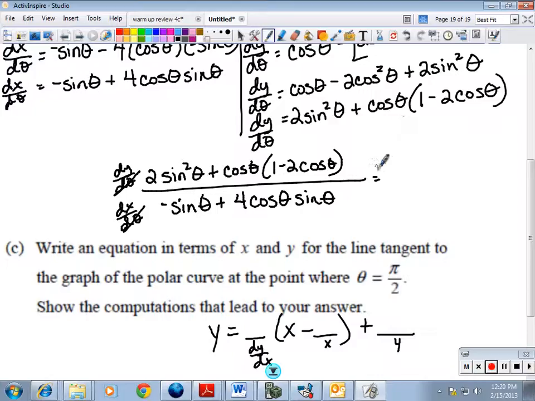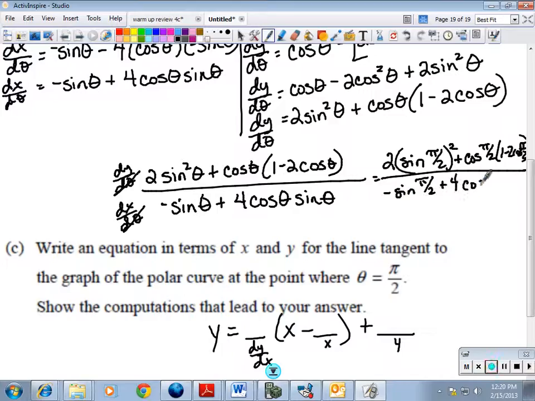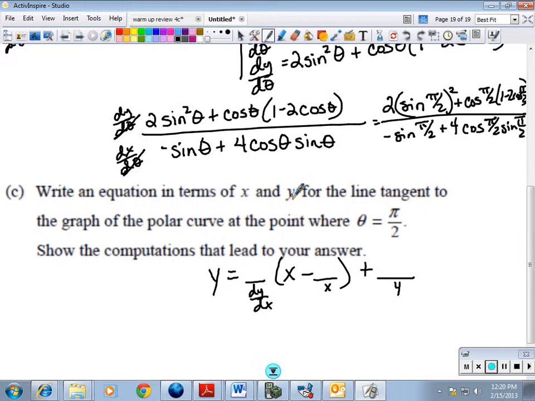I'm not going to take the time to act. Well, yeah, I will. Sure. 2 times sine of pi over 2 squared plus cosine of pi over 2 times 1 minus, this is tedious and it's taking up time on my video, negative sine of pi over 2 plus 4 cosine of pi over 2 sine of pi over 2. This is just what you would do. I'm just going to tell you that you would get negative 2. If you work all that out, remember sine of pi over 2 is 1, cosine of pi over 2 is 0, so you end up getting negative 2. You get 2 on the top and negative 1 on the bottom, which gives you negative 2.